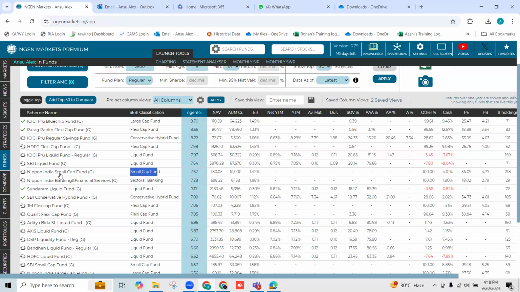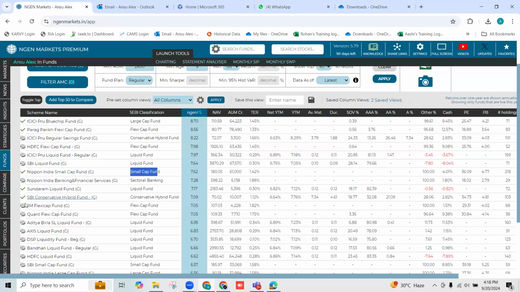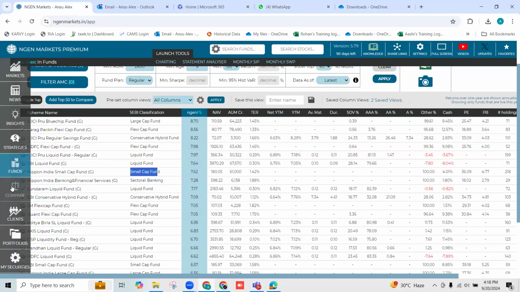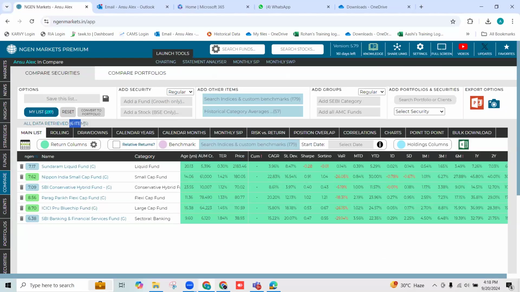Followed by that is the small cap fund category, wherein Nippon small cap is the best performing. And then we are left with the last category, which is the sectoral banking. For sectoral banking, I'll take this SBI banking and financial service, which is the second best performing in that specific category. So we've selected 6 funds from 6 categories, and then we move on to the compare section. So right here, you could see 6 items have gotten moved to the compare section.